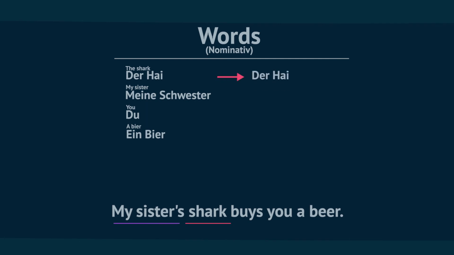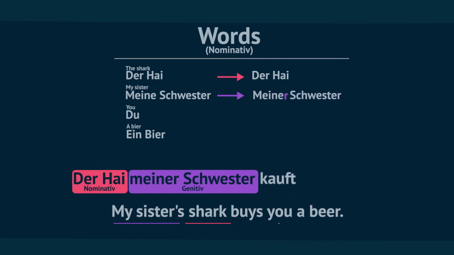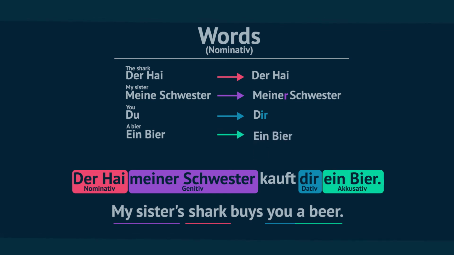Der Hai can stay like that and meine Schwester becomes meiner Schwester. Der Hai meiner Schwester kauft. We also have a recipient because the shark is so nice. We must put du into the dative, dir. Now all that's left is ein Bier, the direct object. And surprise, the accusative case form of ein Bier is also ein Bier. Sometimes it's the same. Der Hai meiner Schwester kauft dir ein Bier.